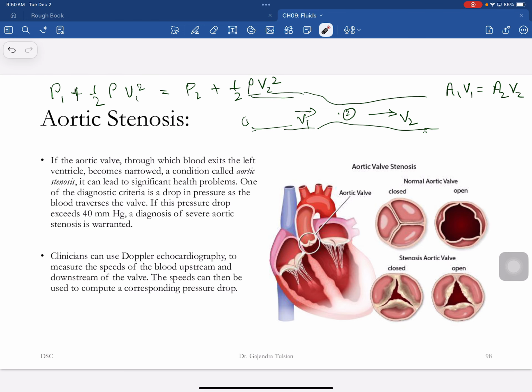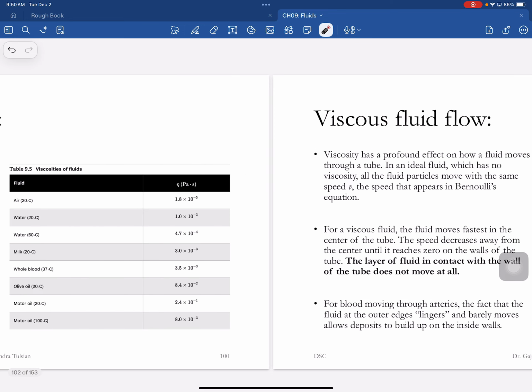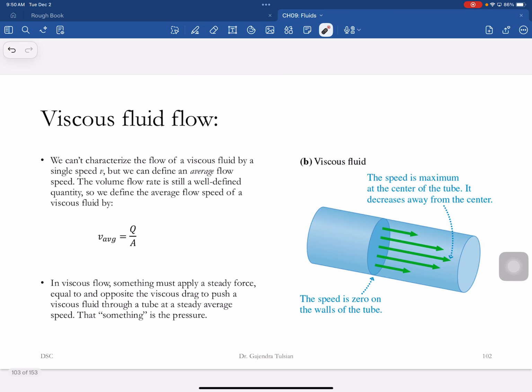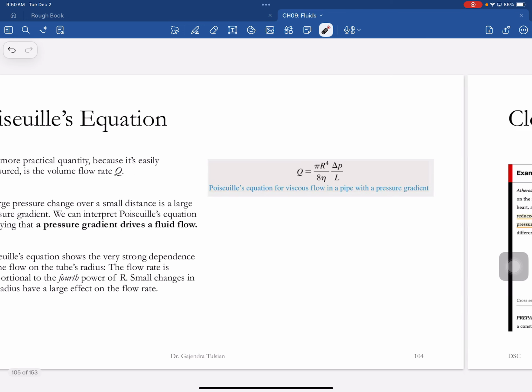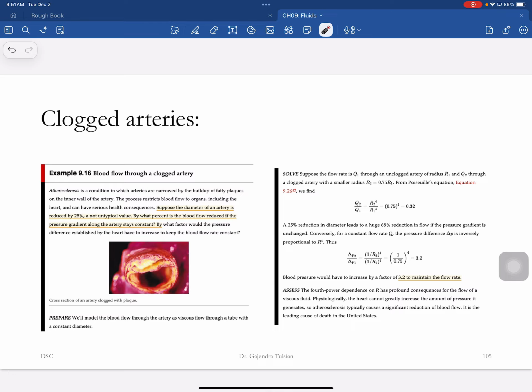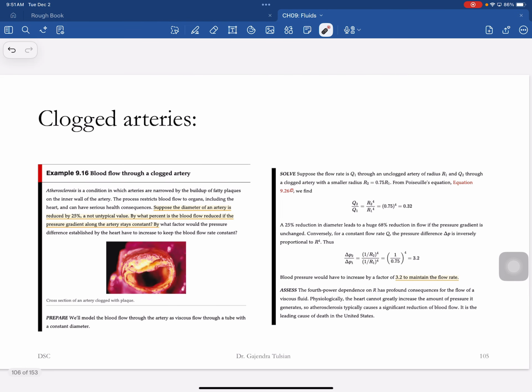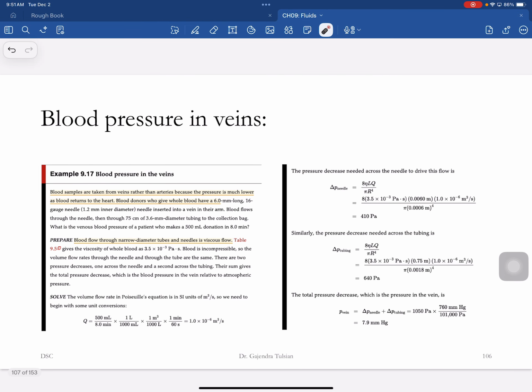All right. So you don't want this thing happening. Okay. You don't want plaque buildup. Okay. Blood in veins.